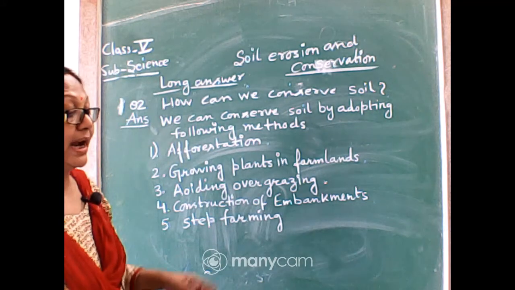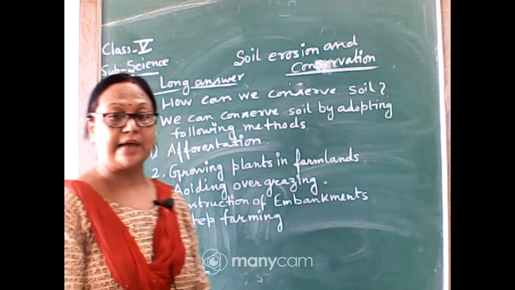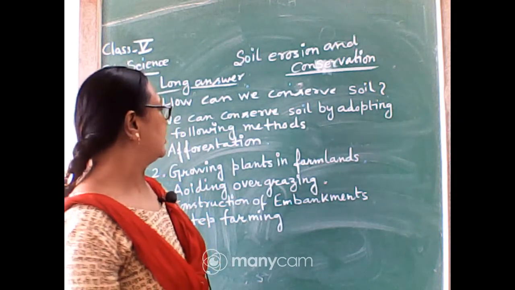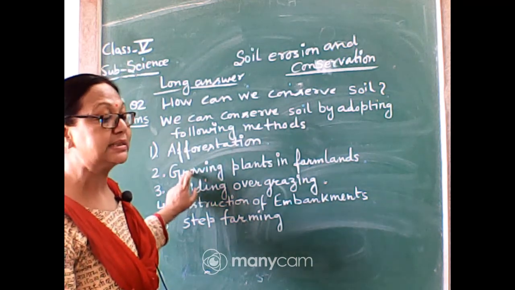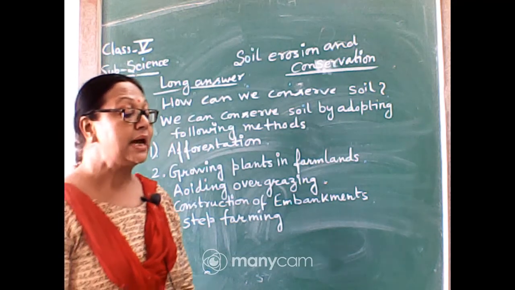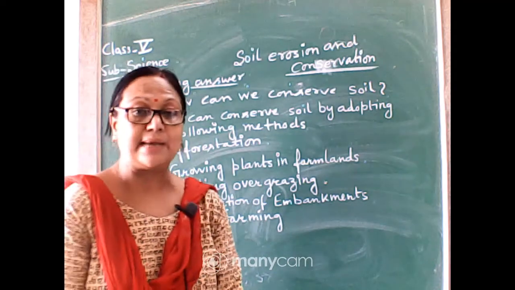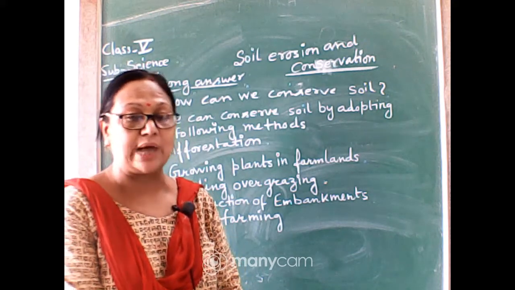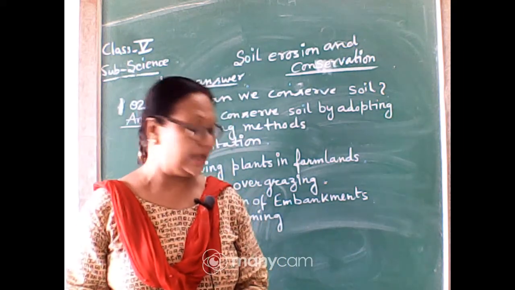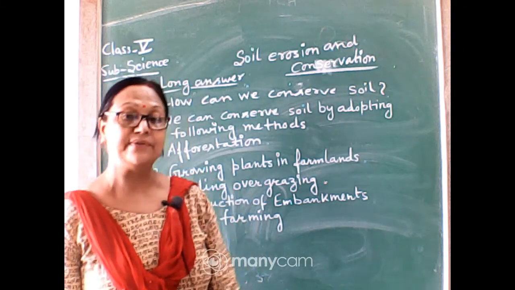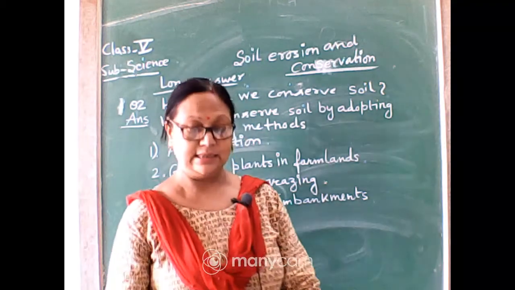Okay, so these all are the methods by which we can conserve the soil. We can conserve soil by adopting these following methods. First one is afforestation, second one is growing plants in farmland, third one is avoiding overgrazing, and the last one is step farming. So these all are only the methods we can follow. In details we don't have to write, we will write only the method's name, and after all if we have another question I will form here, or the extra question we will write about these methods.